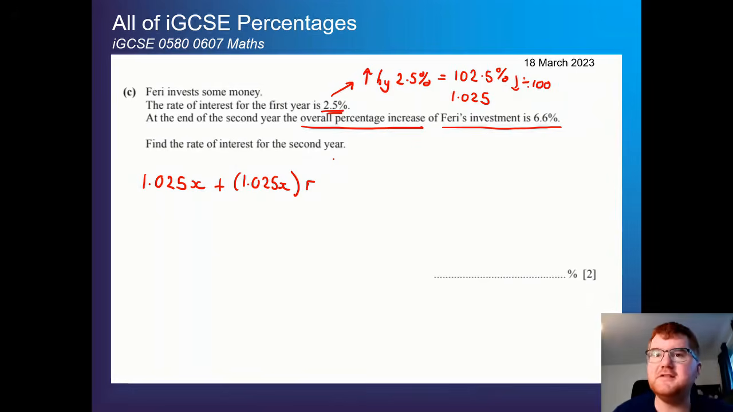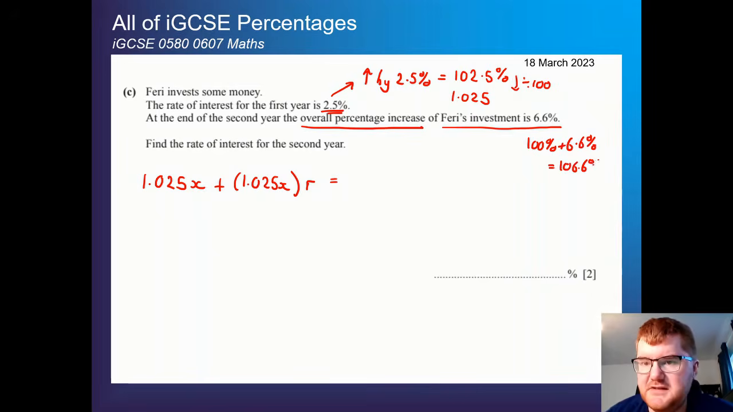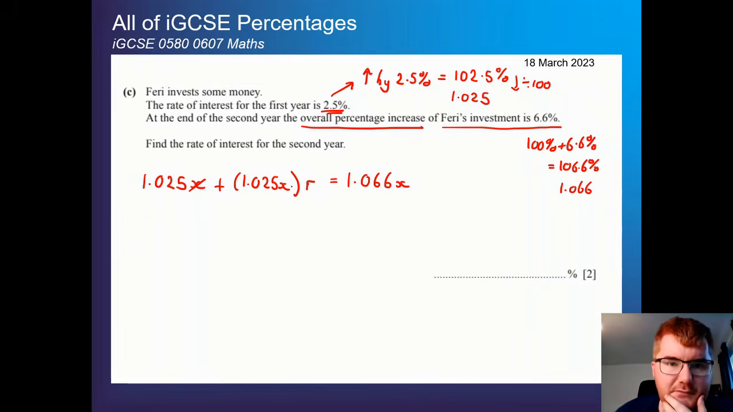And if I add those together, the total from the first year and the total from the second year, that's going to be equal to an increase of 6.6%, which is 100% plus 6.6%, which is 106.6%. And that gives me 1.066x, of the original amount of money. Now notice we've got an x in everything here, which is very useful, so we can cancel through. That gives me just an equation to solve here, which is 1.025 plus 1.025r is equal to 1.066.